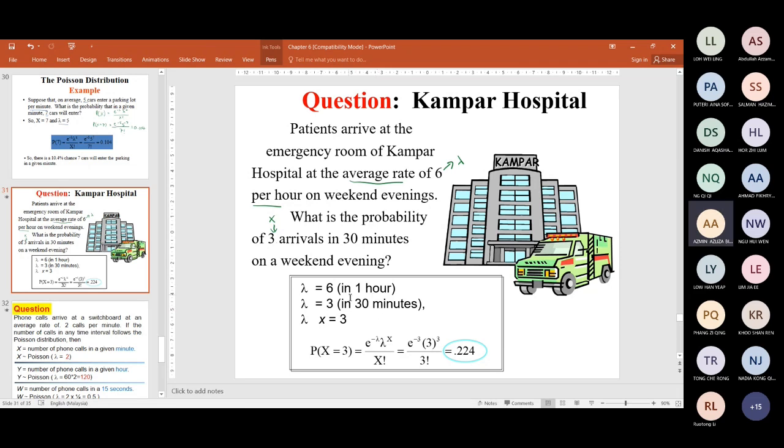Okay, you have to find this first because the unit is now different. Okay, the time interval is now different. So instead of using lambda 6, we use lambda 3 and our x is 3. Okay, so use the formula P(X equal to 3), e negative lambda, lambda power of x over x factorial. So e is still e, negative lambda is negative 3, 3 power of x, so 3 power of 3, our x is 3 here, over x, 3 factorial. So we get 0.224.